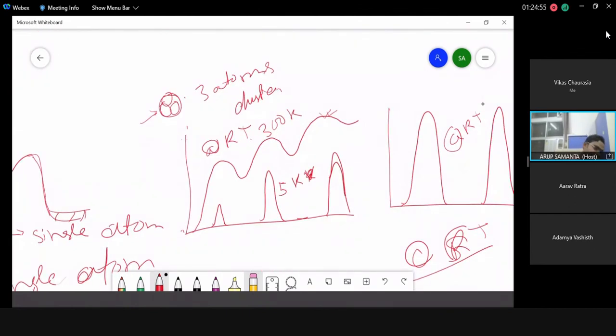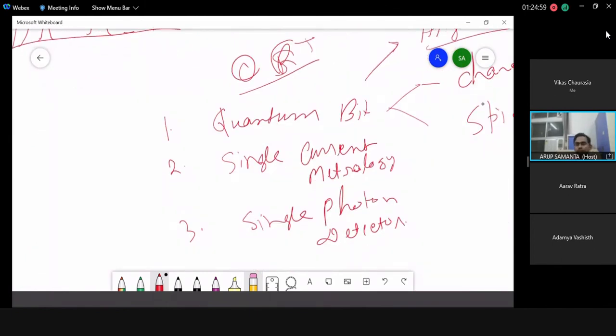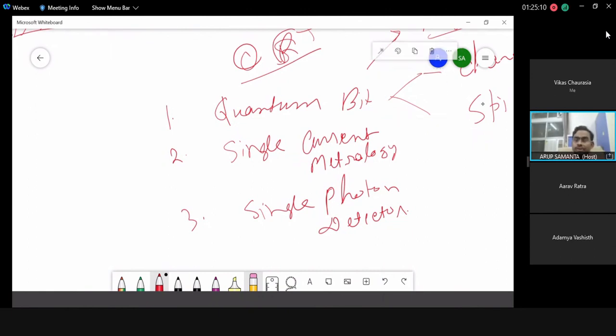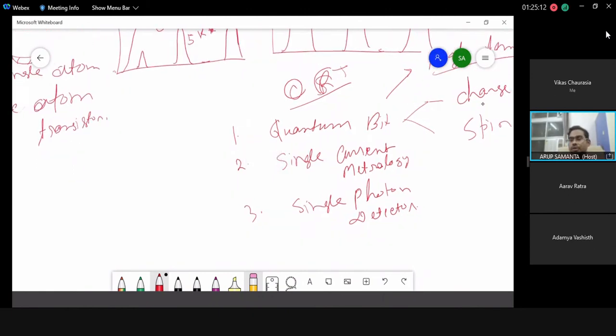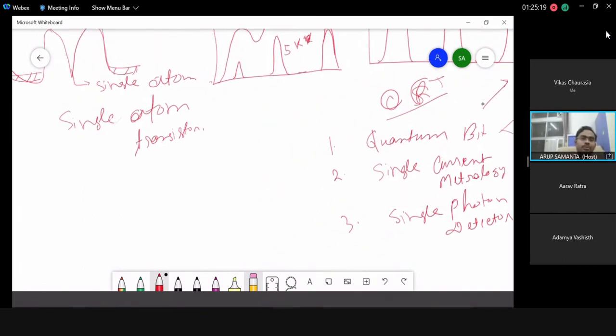Research is going on ACT, single electron transistor, quantum bit, single current metrology, single photon detector, voltage metrology, current metrology, resistance metrology, capacitor metrology, all in the quantum range, single photon detection, phase metrology, etc. These are the solid state based systems. These are the research going on, and the classical result is up to this MOSFET.